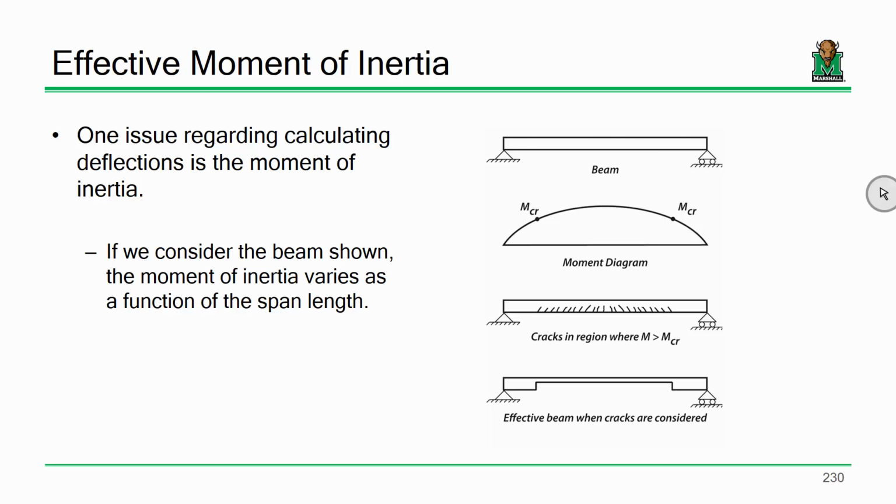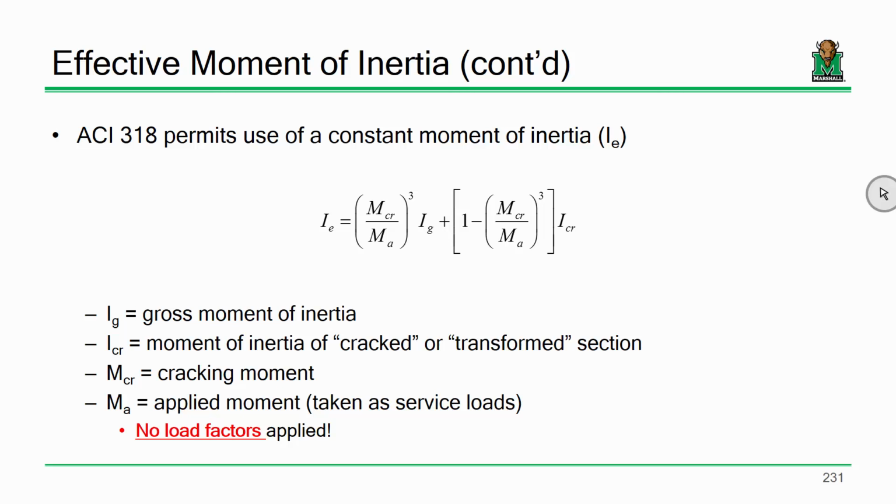And the answer is I don't use either one. I use a little bit of my gross moment of inertia and a little bit of my cracked moment of inertia. And that's where this comes into play. So what this formula calculates is what's called an effective moment of inertia. It's taking into account the fact that some of the beam is cracked and some of it isn't.